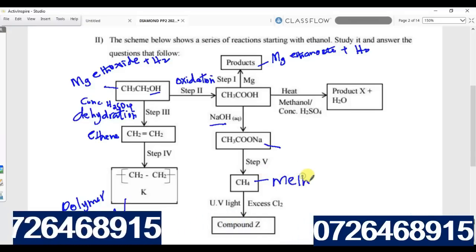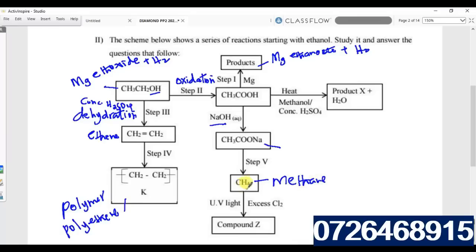This is methane. Methane is undergoing the process here in excess chlorine to form compound Z. The step where we use UV light is called substitution, because we know alkanes do not undergo many reactions other than combustion and substitution. Alkanes are saturated, therefore they don't have many reactions.